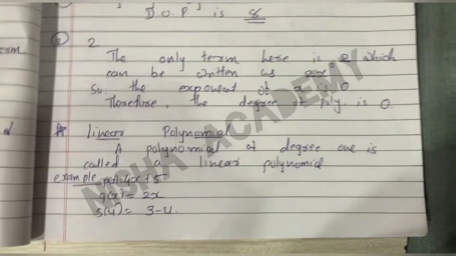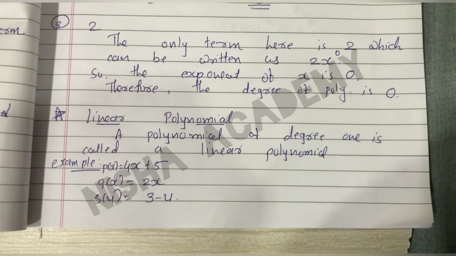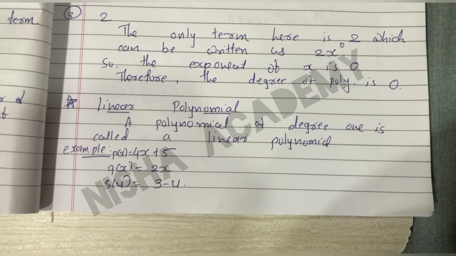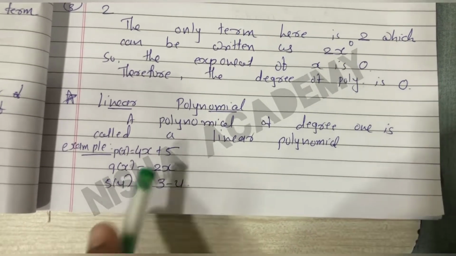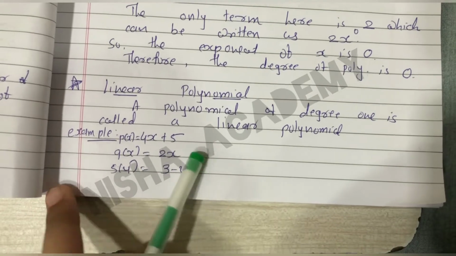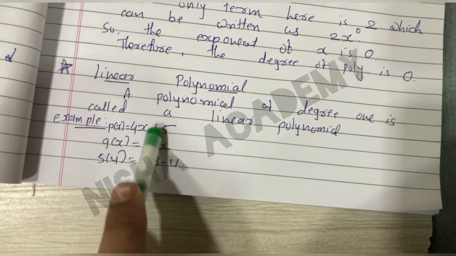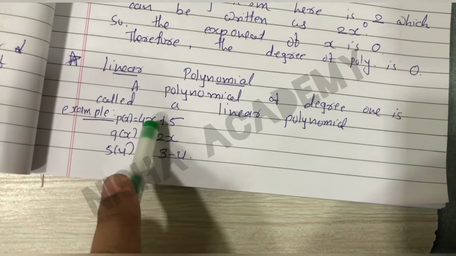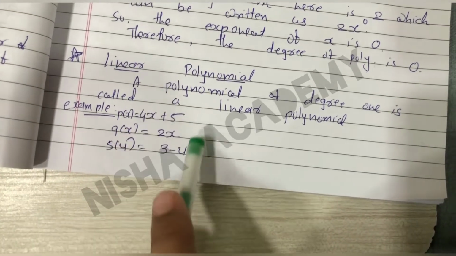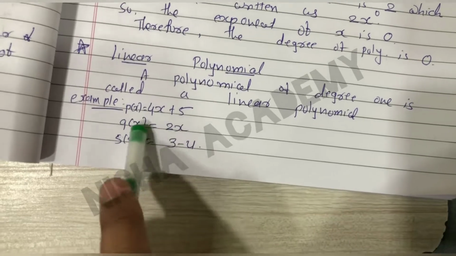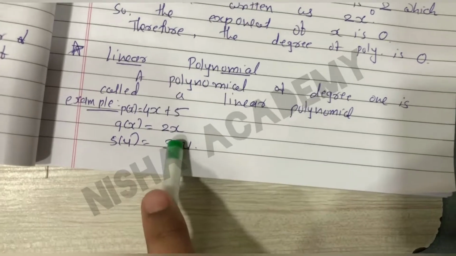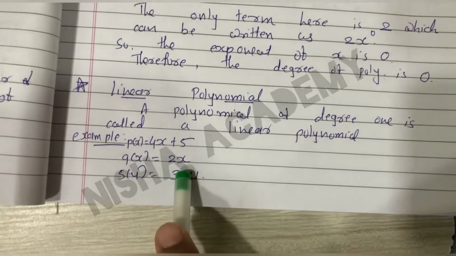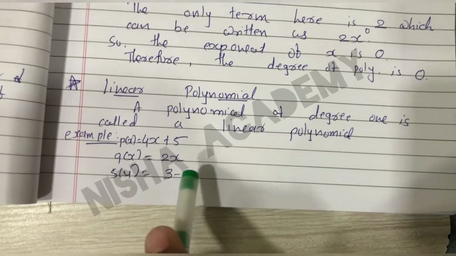Now next is the linear polynomial. What is a linear polynomial? A polynomial of degree 1 is called a linear polynomial. For example, 4x plus 5, 2x, 3 minus u. Here the degree of the polynomial is only 1, because x raised to 1, u raised to 1. Because the exponent of the variables is only 1, it is called a linear polynomial.